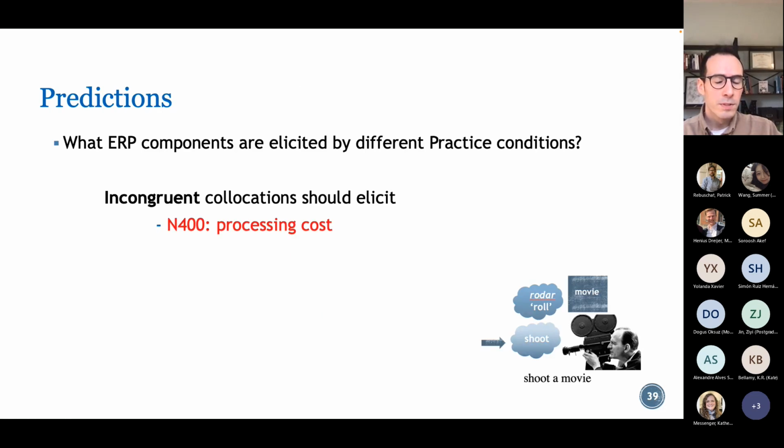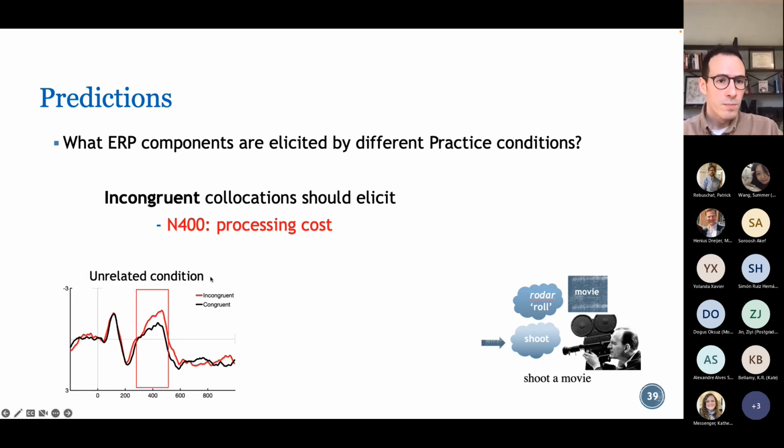So based on this, we had a clear prediction here, right, that incongruent collocations, based on previous work on processing, should elicit a processing cost relative to the congruent collocations, all else being equal. So for the unrelated condition, we would expect precisely to see an N400 component indicating a greater cost in accessing collocations, or in this case, the noun following a verb, where the verb serves as the preceding context, where a noun may be more or less expected.